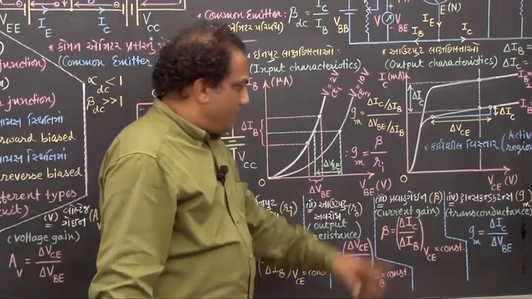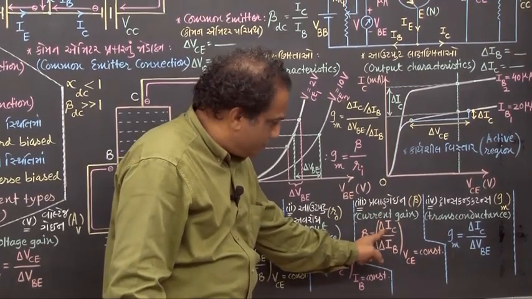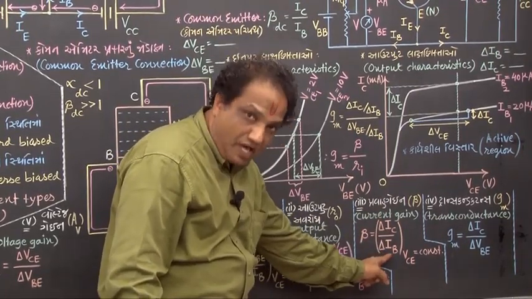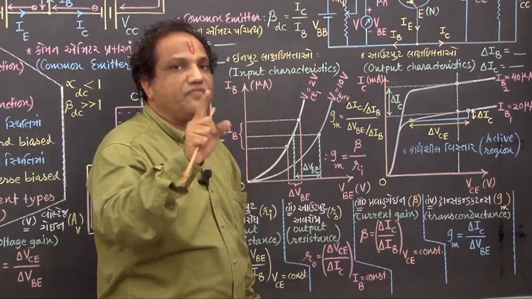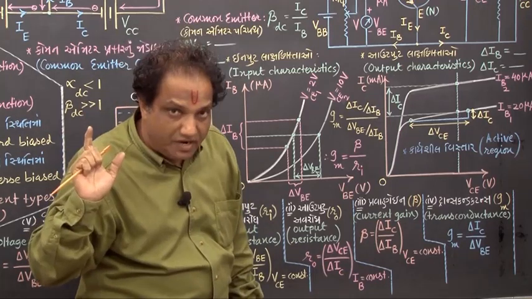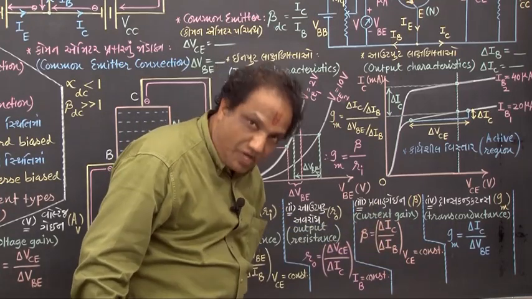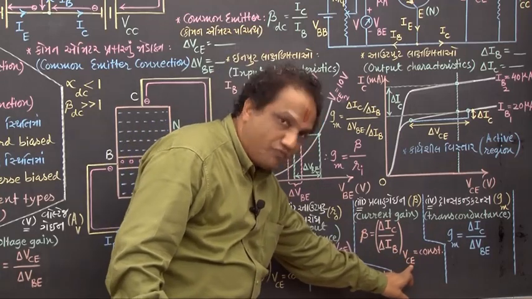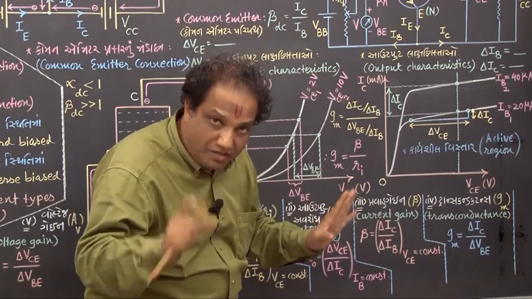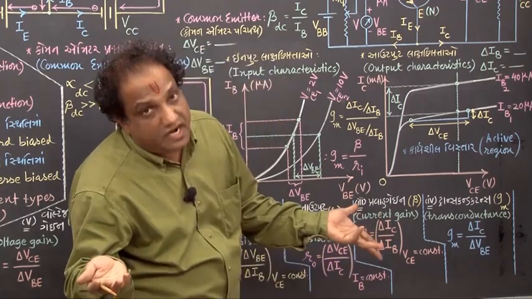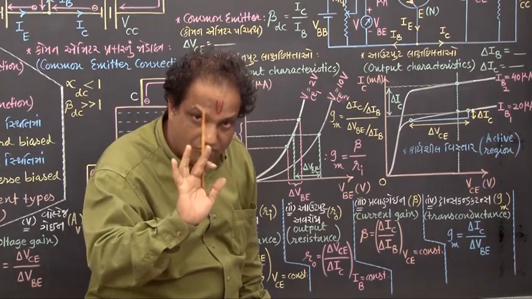Fine. The third parameter is called current gain, shown by symbol beta. The ratio of change in output current to the change in input current obtained at constant output voltage is called the current gain of a given transistor, shown by symbol beta. Because it is current upon current, it is unitless, correct? Its value is ranging between 10 to 1000, okay?